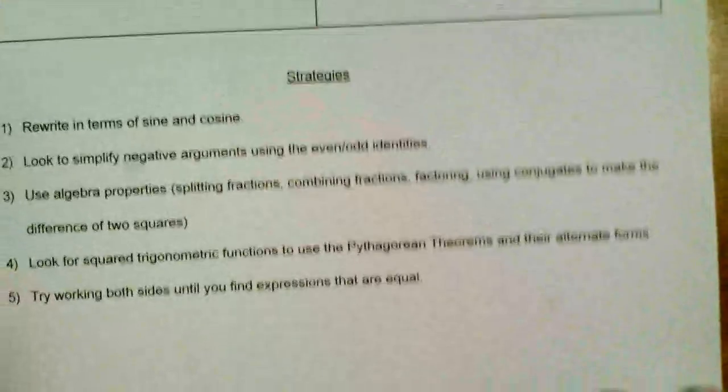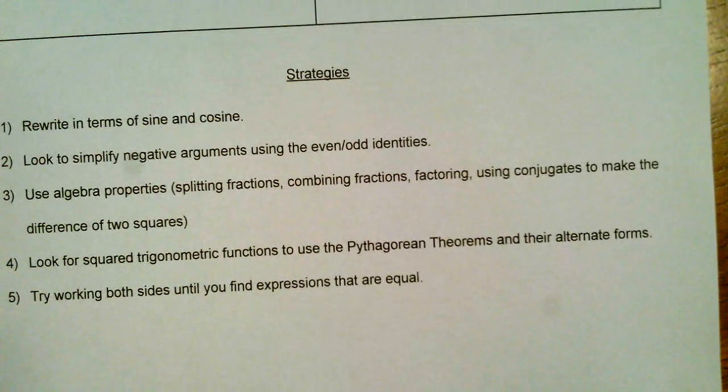Okay, first, rewriting in terms of sine and cosine is always helpful. Looking to simplify negative arguments using the even and odd identities. Using algebra properties, so splitting fractions, combining fractions, factoring. We haven't done this yet, but we're going to use conjugates. Okay, you want to look for squared trig functions to use the Pythagorean theorems in their alternate forms, and you want to try working both sides until you find expressions that are equal. So we haven't gotten to that yet either, but we will over the next few days.